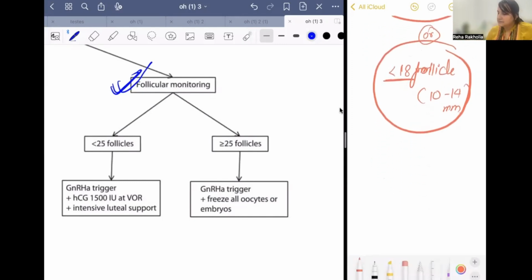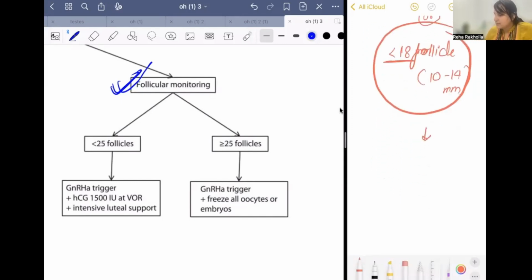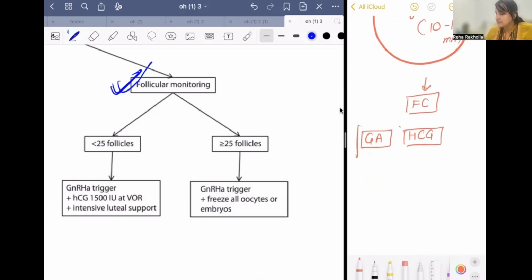So basically, patients with moderate follicular count can safely undergo GnRH agonist trigger with a small dose of HCG at the time of oocyte retrieval, plus intensive luteal phase support.